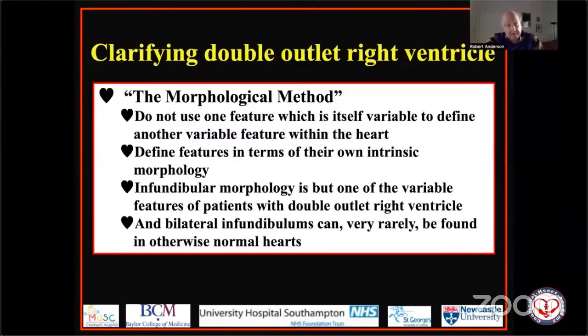And this is the more important, since very rarely we can find bilateral infundibulums in the otherwise normal heart. As I said, Diane is going to show you an example of this. It's a heart that has an apical muscular ventricular septal defect, but otherwise the heart has concordant atrioventricular and concordant ventriculoarterial connections. So now let's look at bilateral conuses or bilateral infundibulums in the setting of the otherwise normal heart.